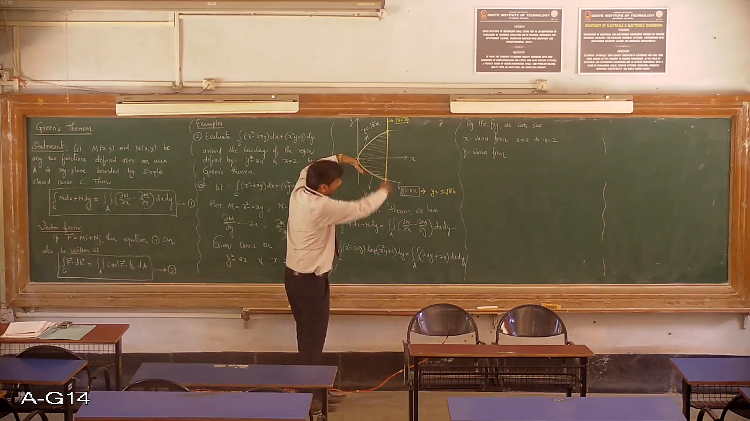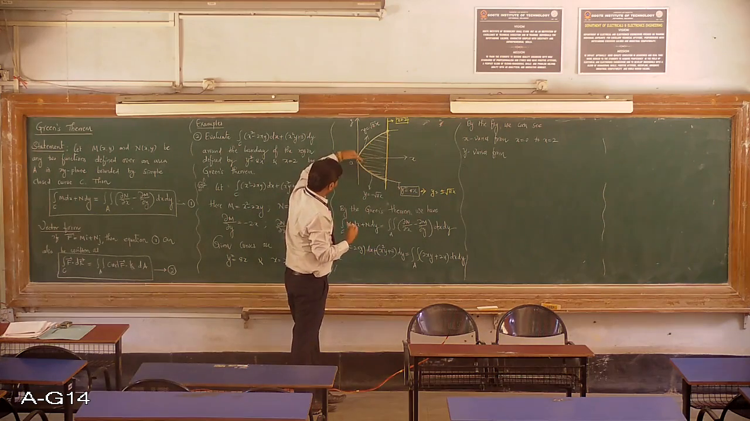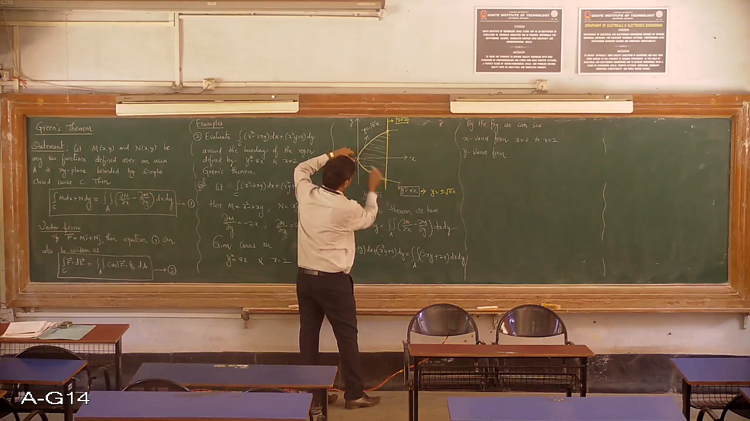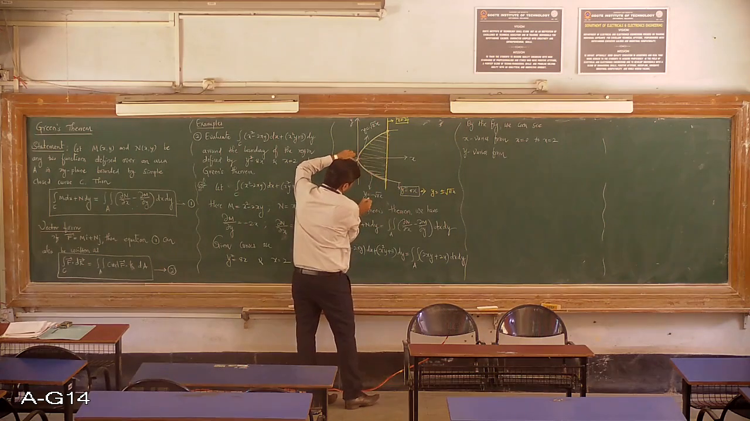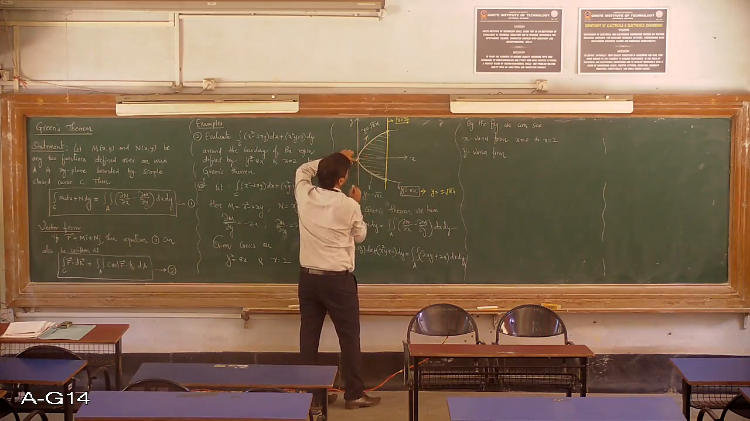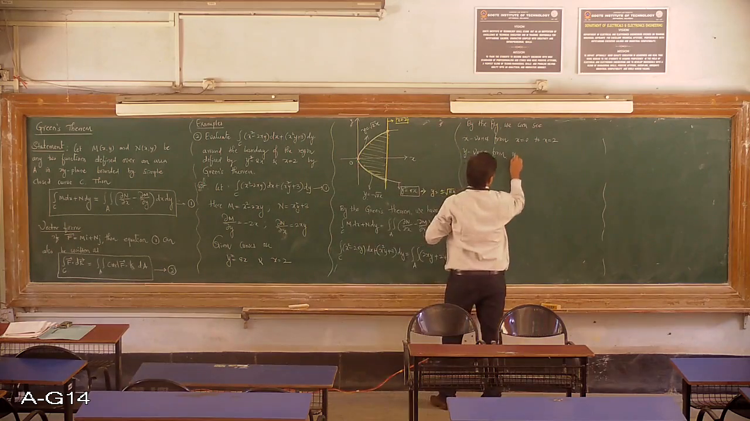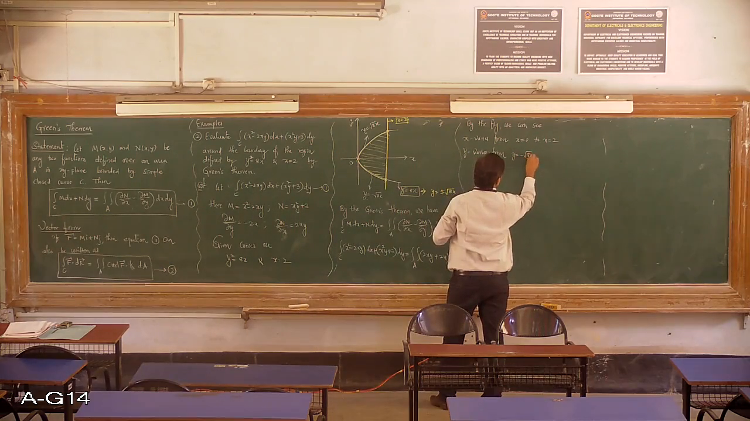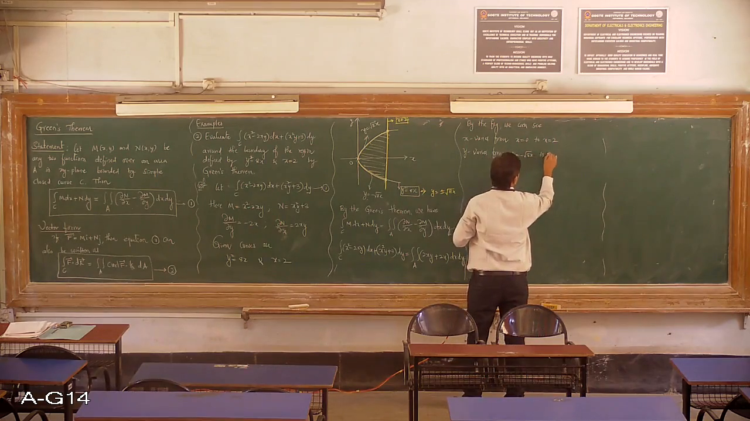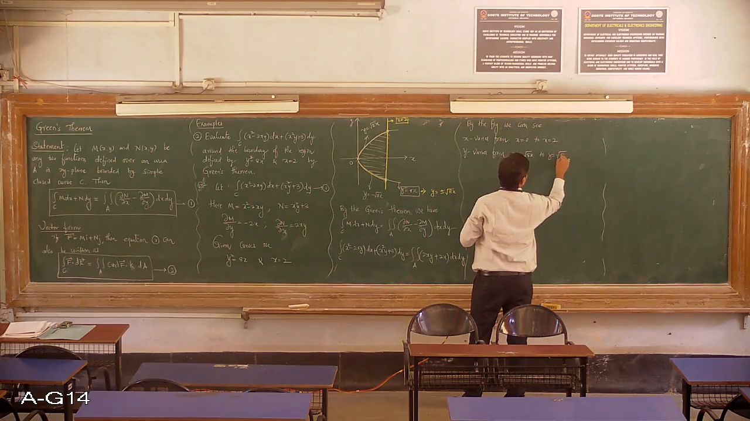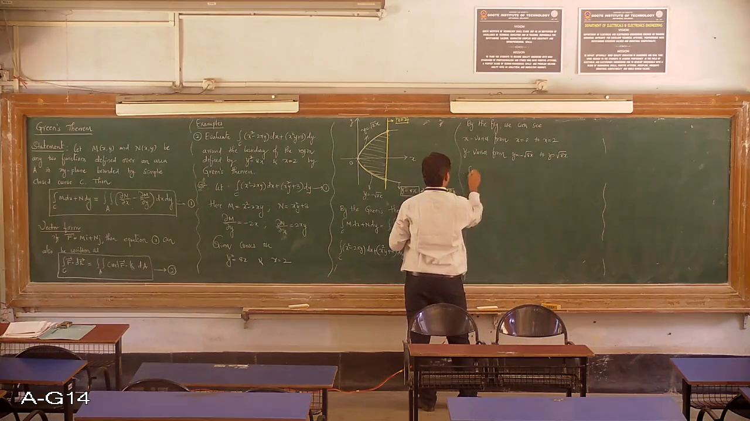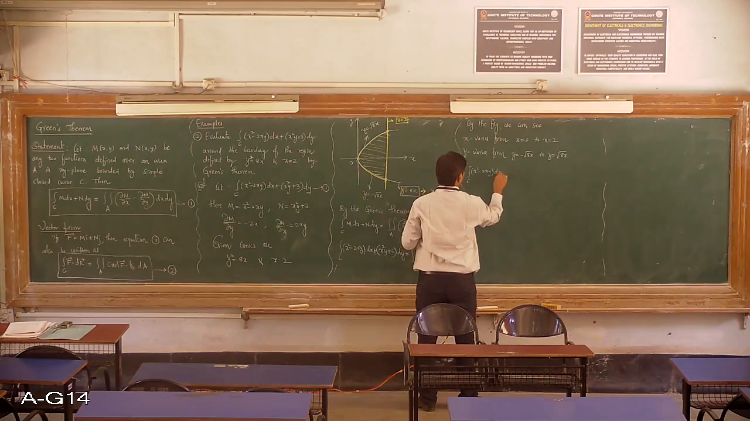Now horizontally, we need to see from here to here one line, from here to here another line. That means y equals minus square root of 8x is the lower curve, and y equals plus square root of 8x is the upper curve. So therefore y varies from y equals minus square root of 8x to y equals square root of 8x.